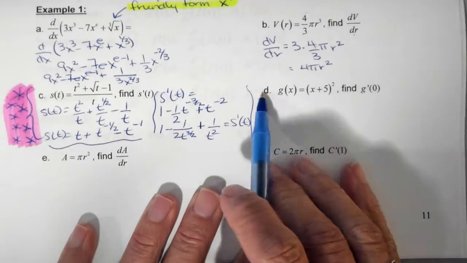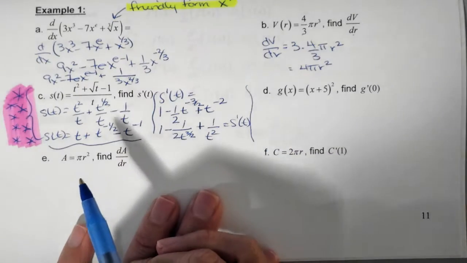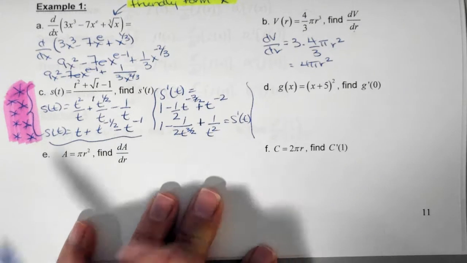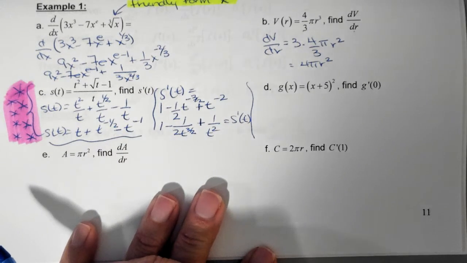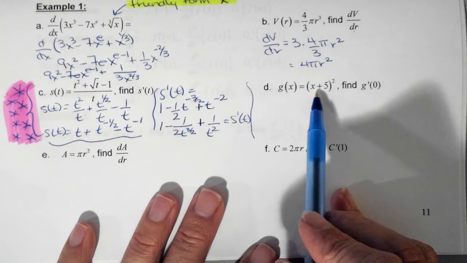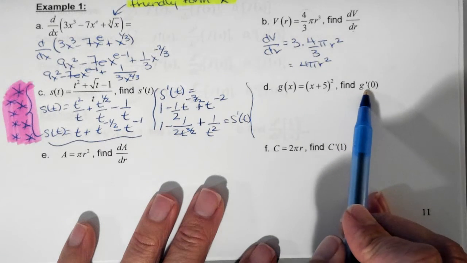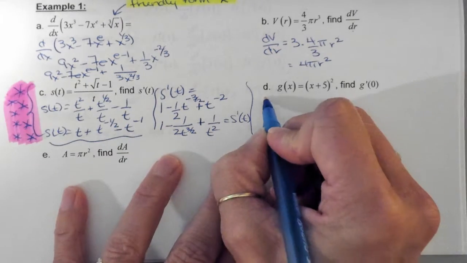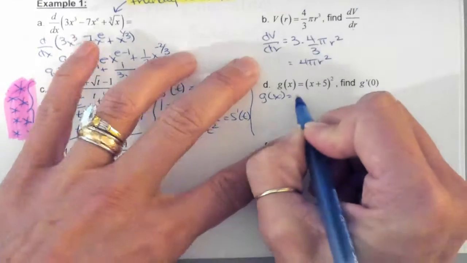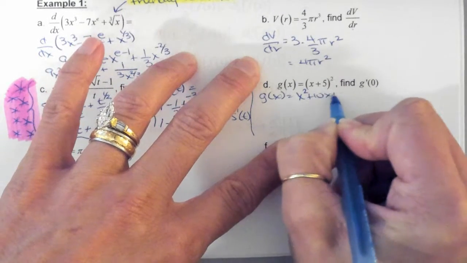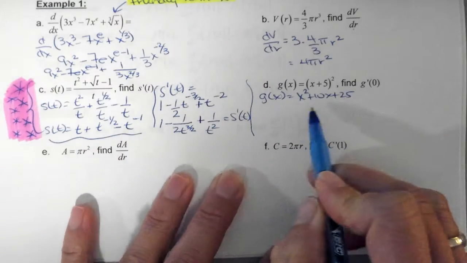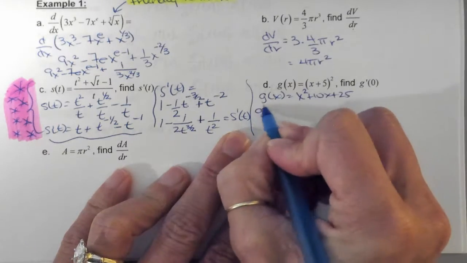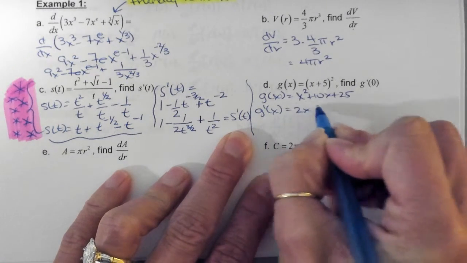Okay, take a look at D. As I was talking about at the beginning of class, we don't know the chain rule yet. And sometimes using the chain rule is not always the best way to do it. So in order to take the derivative here, and we also want to evaluate the derivative at 0, I need to multiply this out. So g of x is equal to x squared plus 10x plus 25. This is my polynomial in user-friendly form. So now I can just take the derivative. G prime is equal to 2x plus 10.